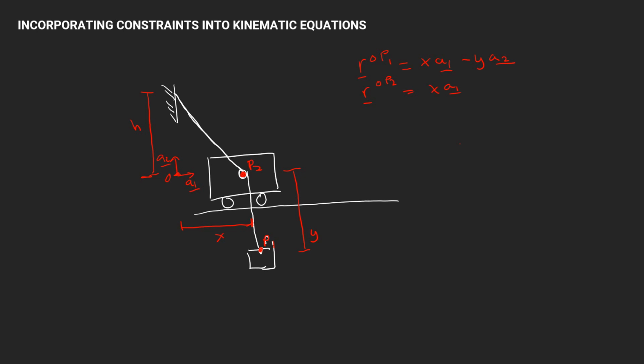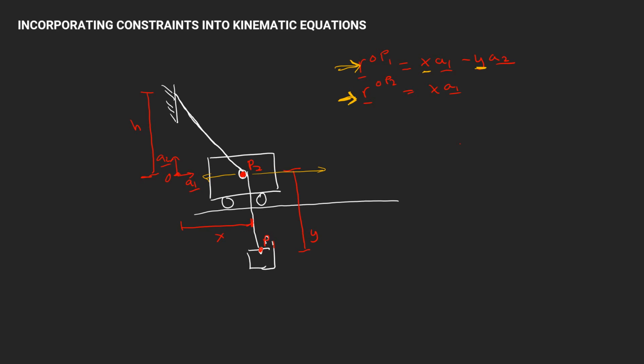And so let's just focus on this equation here, right? So this one has only one variable, x, right? So again, this cart can only translate or move in the horizontal A1 direction. r_OP1 has two coordinates at the moment, right? So it has x and y. However, if you look at this system, it actually only has 1 degree of freedom, right?